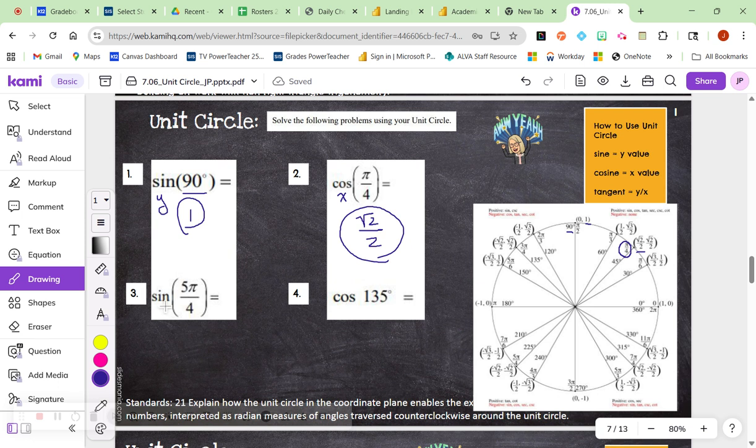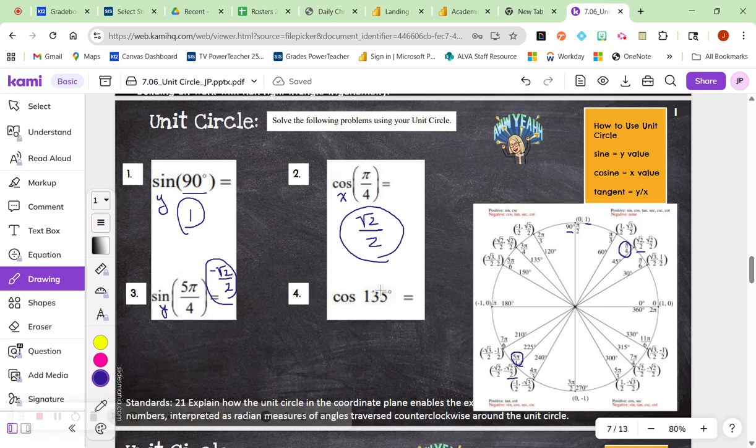Number 3 is asking us for sine, so again that's the y value at 5 pi over 4. So 5 pi over 4 radians is here. They're asking us for sine, which is the y value, so that would be negative square root of 2 over 2. Sine is y value, cosine is x value.